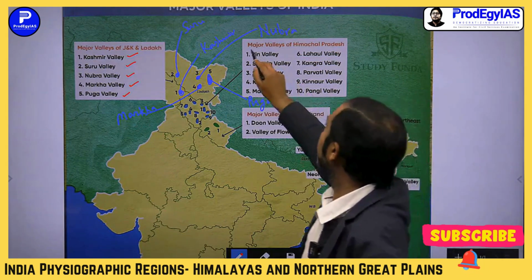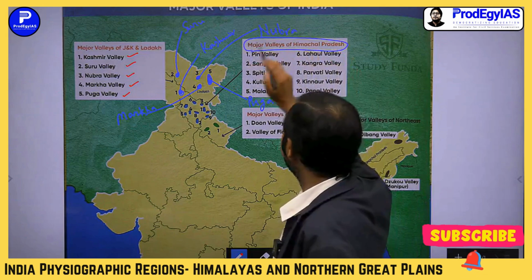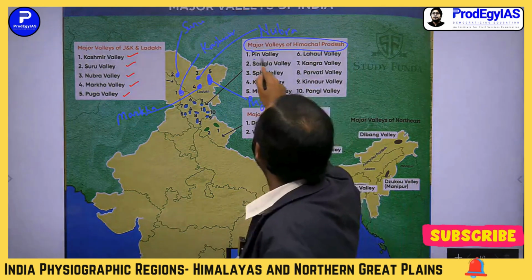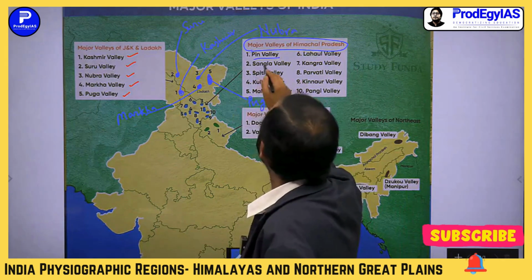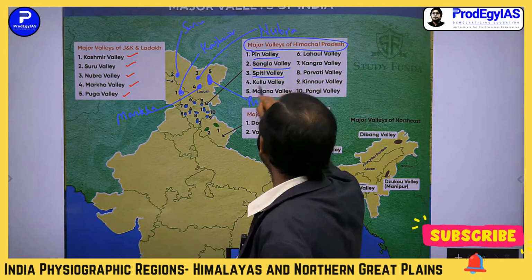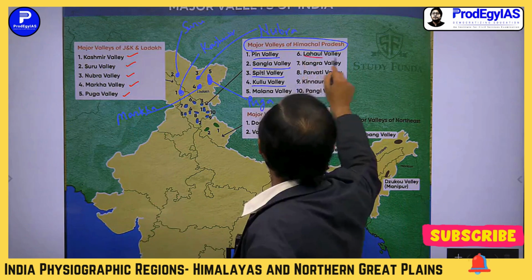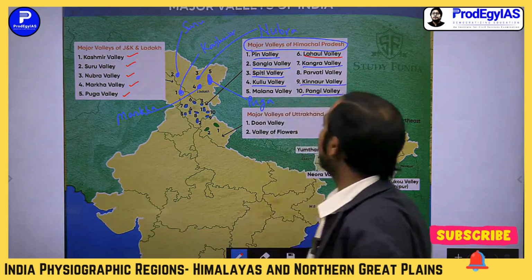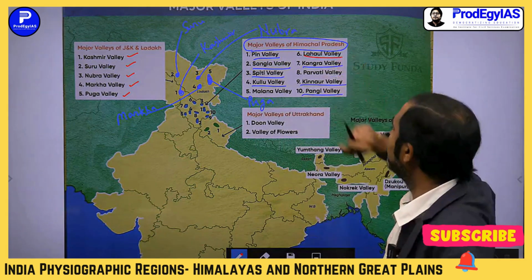Then major valleys of Himachal Pradesh, very important. They are important for tourism purposes. Pin Valley, Sangla, Spiti Valley, Kullu Valley, Lahul Valley, Kangra Valley, Kinnaur Valley, Pangi Valley, all are important. They lie in the Himachal Pradesh region.